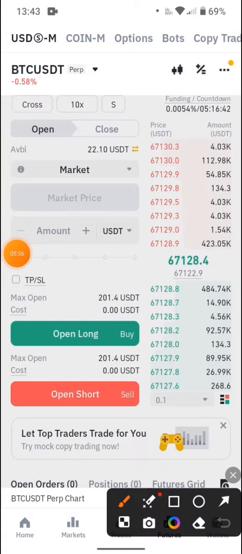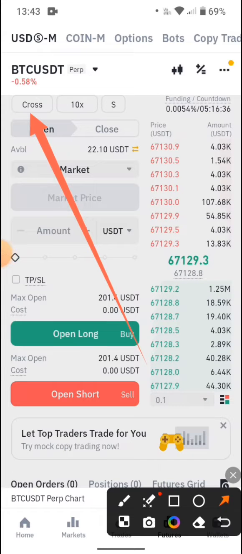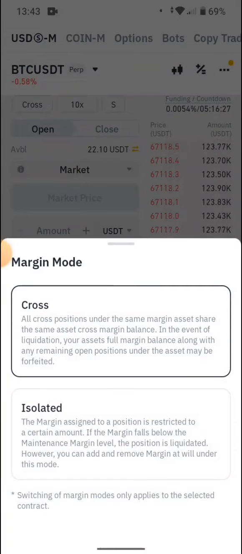Let's come to this one here. This one is called the margin. We have two types of margin here: the cross margin and isolated. If you tap in, you are going to see two margin modes, cross margin and isolated margin. I'm going to use both of these in this tutorial so you understand the difference. For beginners it is highly recommended you use isolated instead of cross.